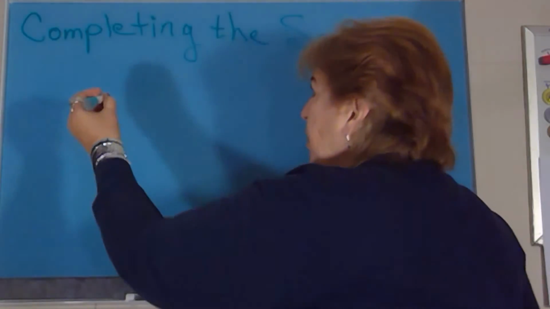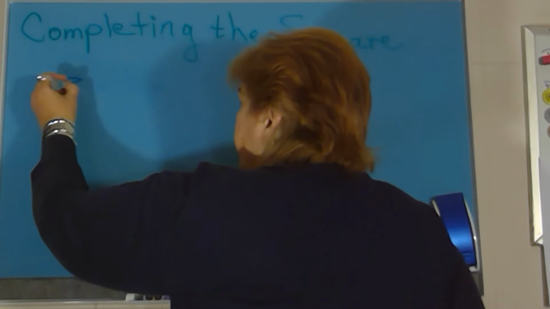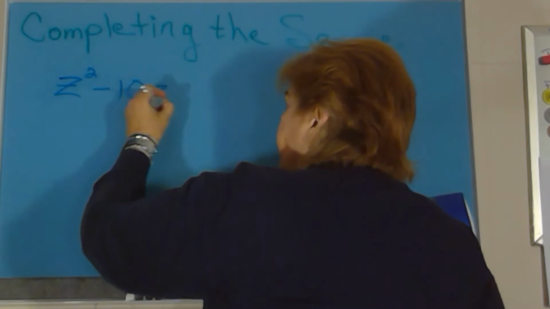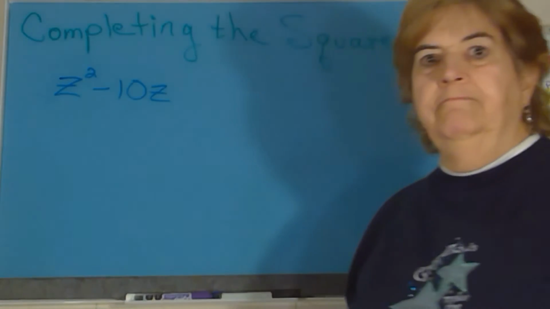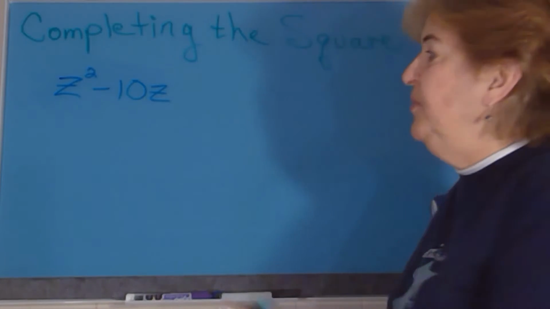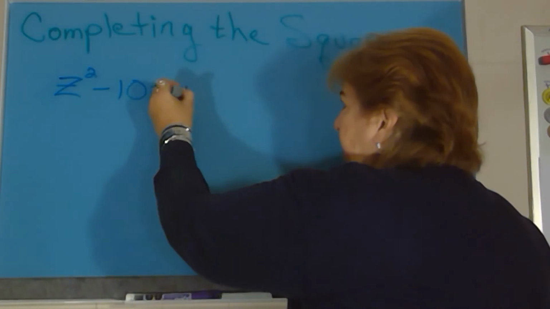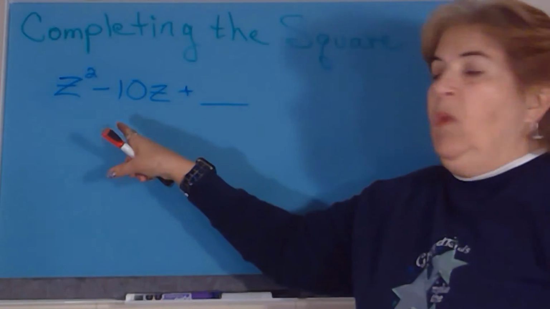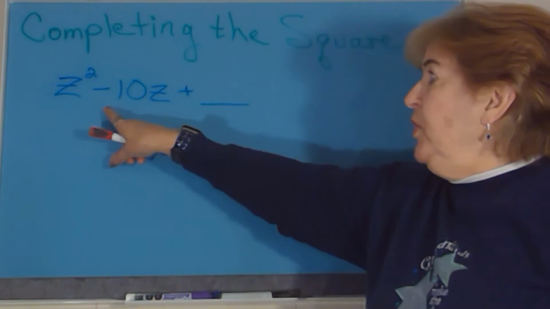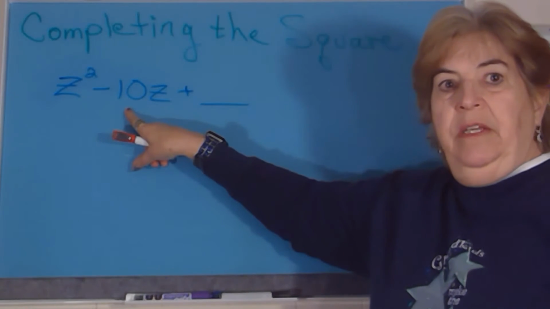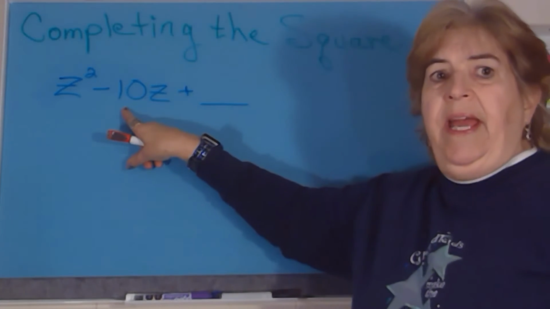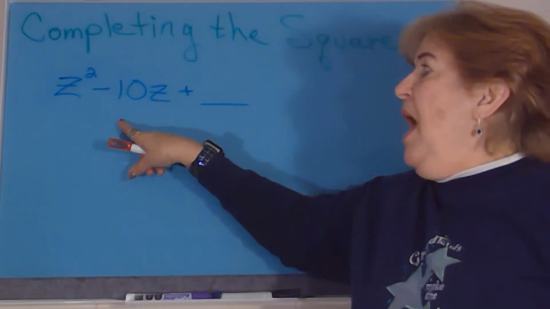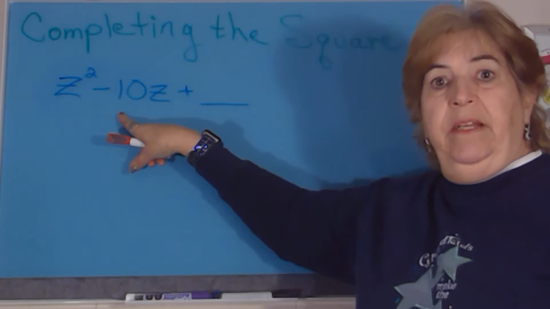We're going to start with z squared minus 10z, and it's up to us to figure out what we have to add here. Remember what I just showed you. You're going to take the number that's in front of the z, which is 10. If you want to carry the sign with it, that's fine. Half of negative 10 would be negative 5.